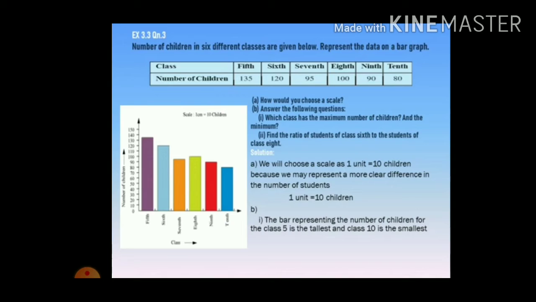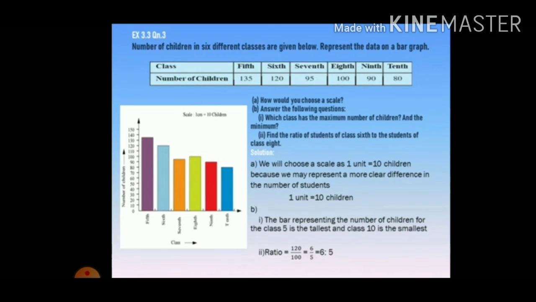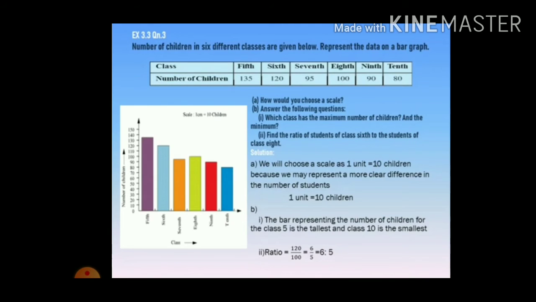Now the answer of the second part. Which class has the maximum? It is class 5, and the minimum will be class 10, right? Now let's go to the third part. Here we have to find the ratio of the students of class 6 and class 8. So here the answer will be 120 by 100. So we'll simplify and write it as 6 by 5, and the ratio will be written as 6:5.